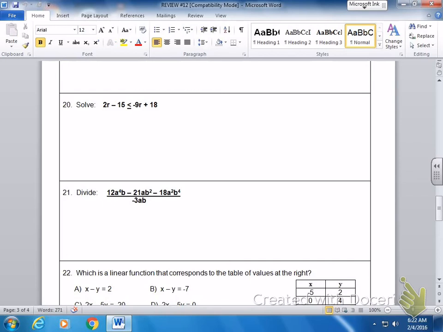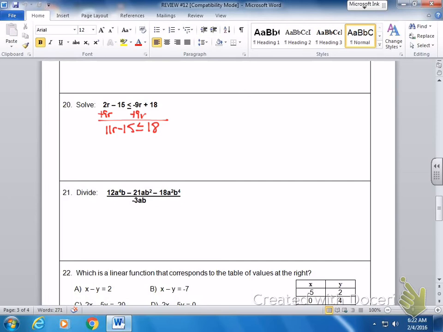Remember, we need R's on one side, numbers on the other. So I would add 9R to both sides first, because that would give me 11R minus 15 is less than or equal to 18. So you can move the 15 and then divide. Don't lose your inequality.